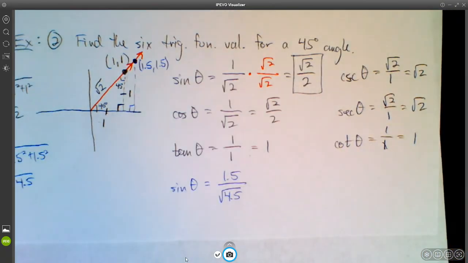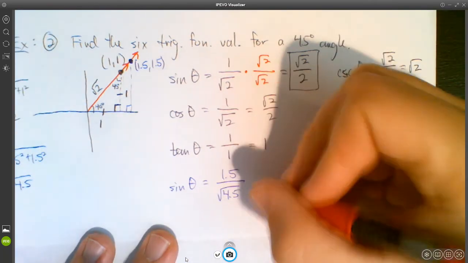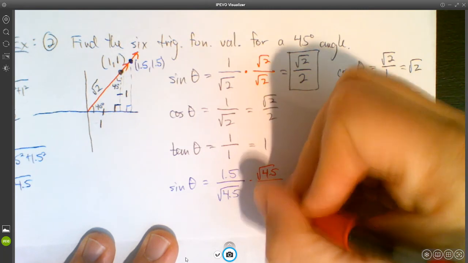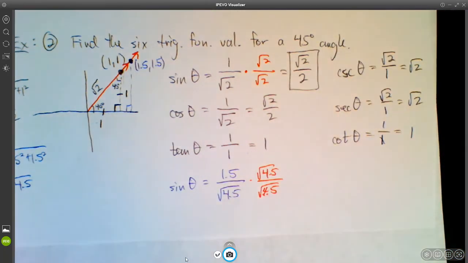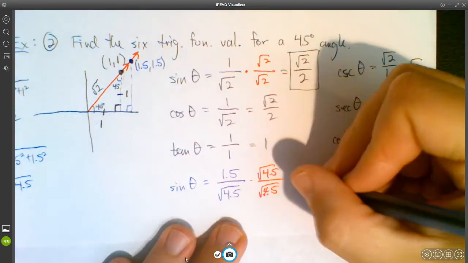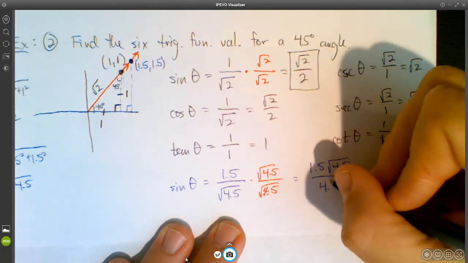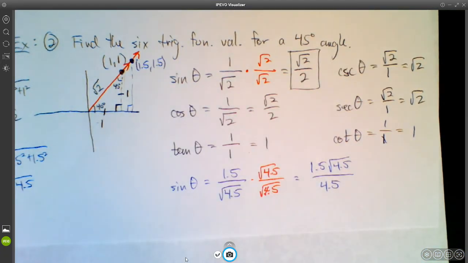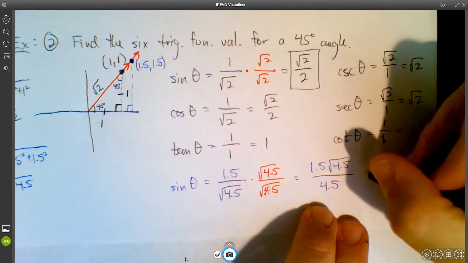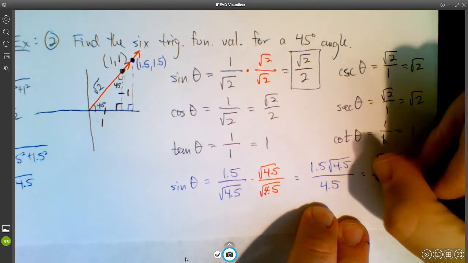And you're thinking, that doesn't look very much like root 2 over 2 to me, but I bet once we rationalize this, we can get it to be root 2 over 2. If I multiply by root 4.5 over root 4.5, this is going to be, well, 1.5 times root 4.5, whatever that is, all over 4.5. I wonder, 1.5 over 4.5 is 1/3. That's interesting. So this is root 4.5 over 3.